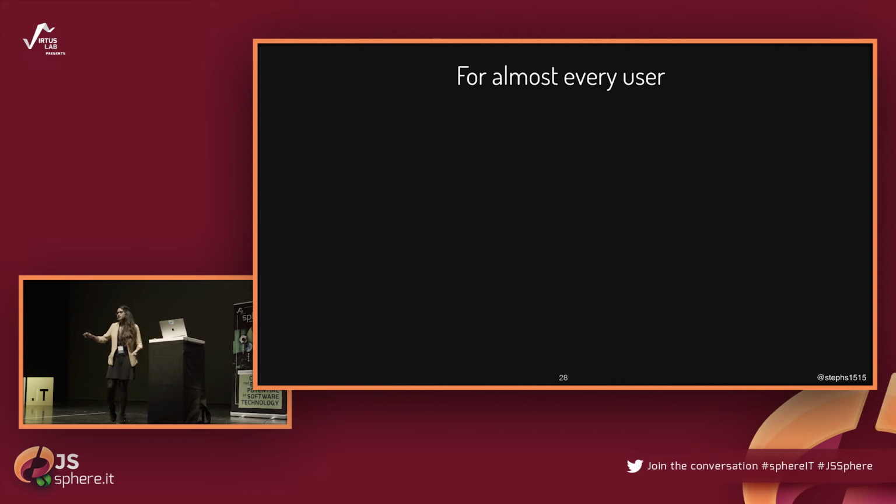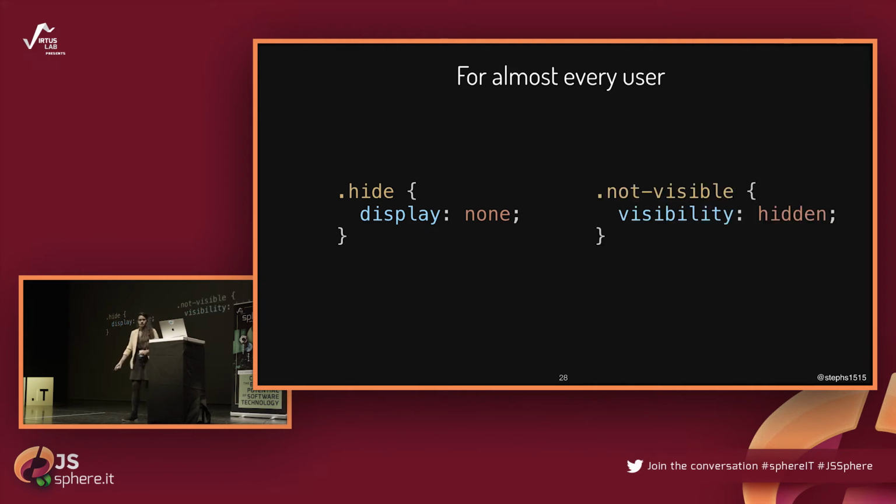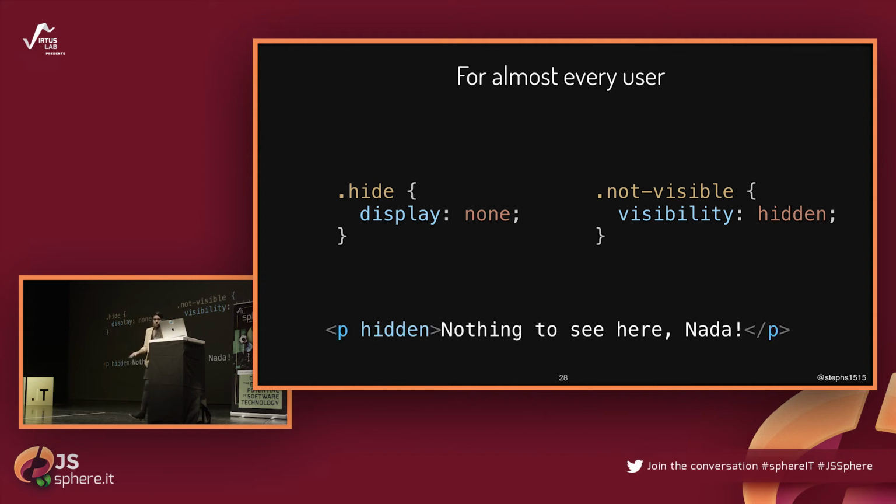So we can hide for almost every user, which means that some screen readers do actually read this, but most of them do not. We can use display none, which will take it away and hide it for everyone. We can use visibility hidden, which also hides it for assistive technologies, but it will leave the space in your page. It will also be hidden for sighted users. Or we can just use the hidden attribute in HTML. So this will hide it for most of our users. If there's something that we do not want anyone to see, we can use some of these options.